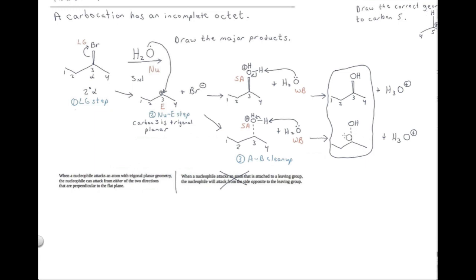I should have mentioned that carbon-3 is a stereocenter. We're only going to get two separate products when we're attacking a stereocenter. You can see carbon-3 is a stereocenter in the original starting material because it's attached to four different groups: the bromine, the hidden hydrogen, a methyl group, and an ethyl group.